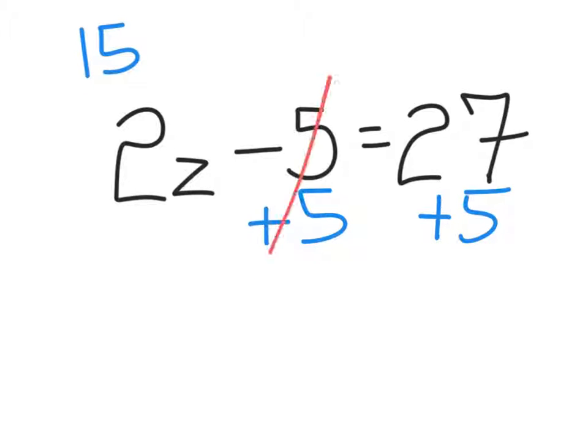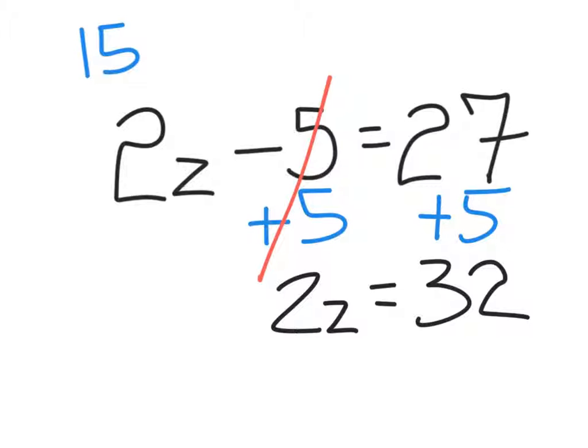So now the 5's cancel out. 5 minus 5 is 0. And 27 plus 5 is going to give us 32. So now 32 is equal to 2z, right? I'm just simply bringing this over.